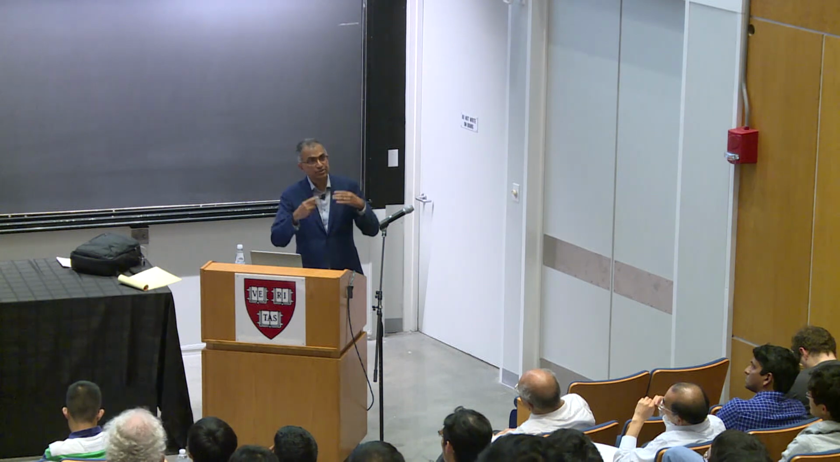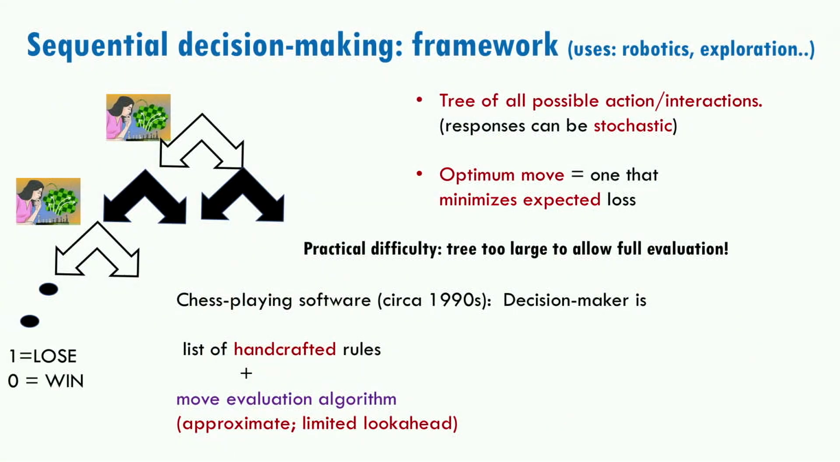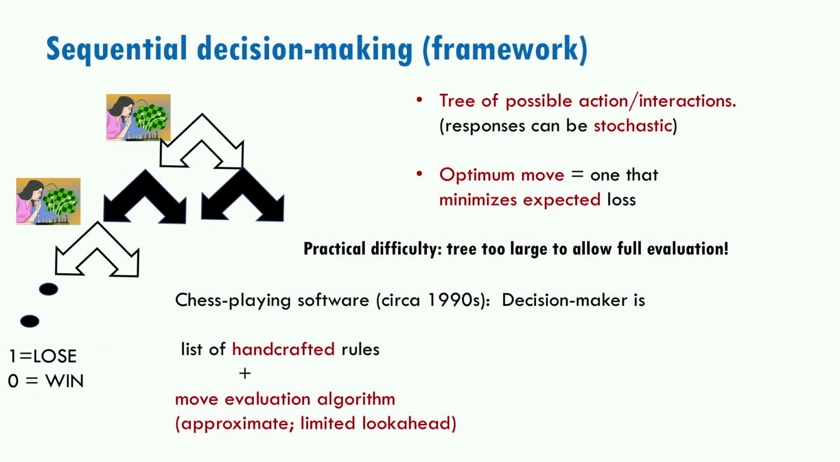So the handcrafted rules cut down on the set of possible next moves. And then among the 5 or 10 or 20 moves that come up from this analysis, you use a move evaluation algorithm to evaluate those moves and take the best one. This move evaluation algorithm can't obviously explore the entire tree. It's too large, but it does some kind of limited look ahead with some approximation heuristics. So that was the framework in the 1990s, which many people may remember from that time.